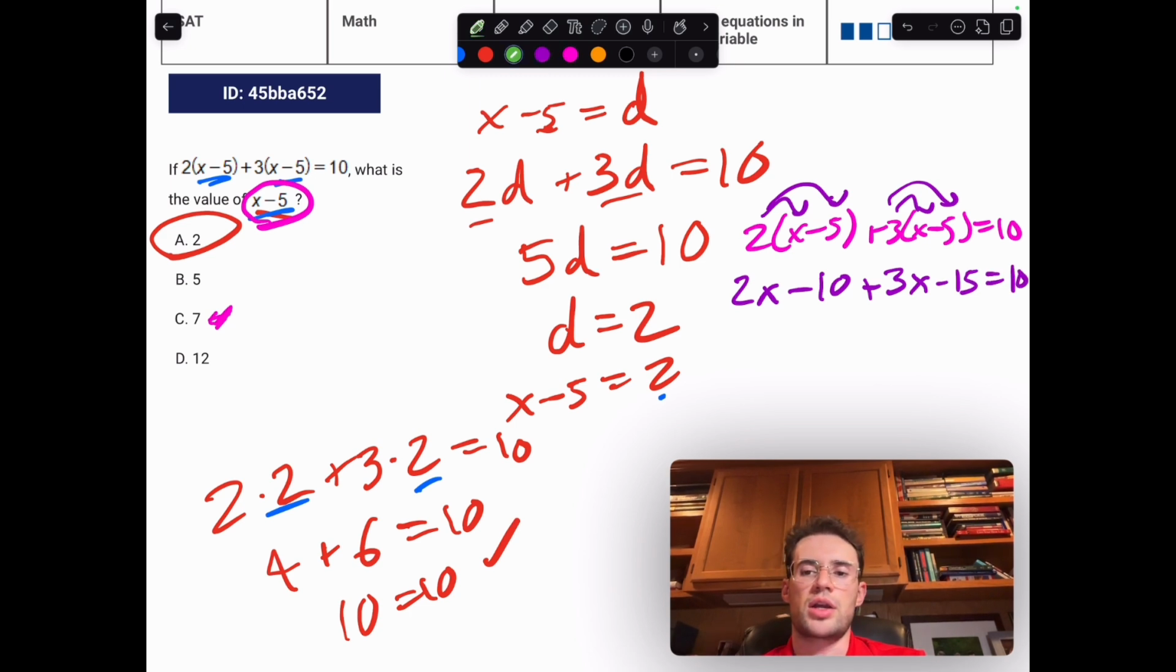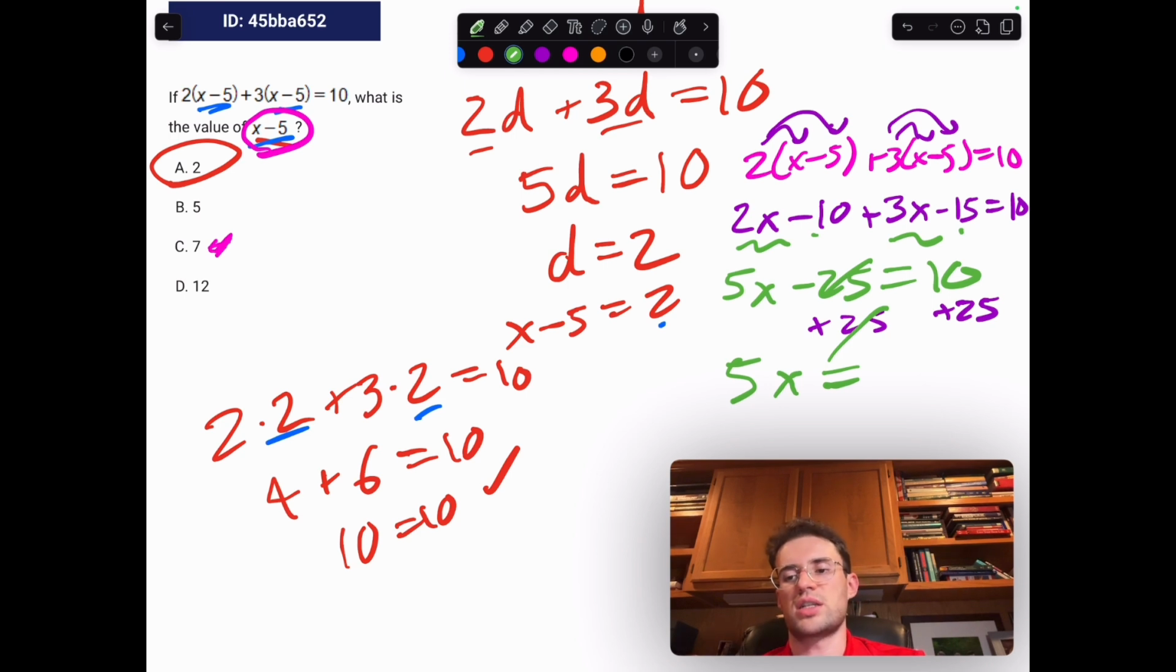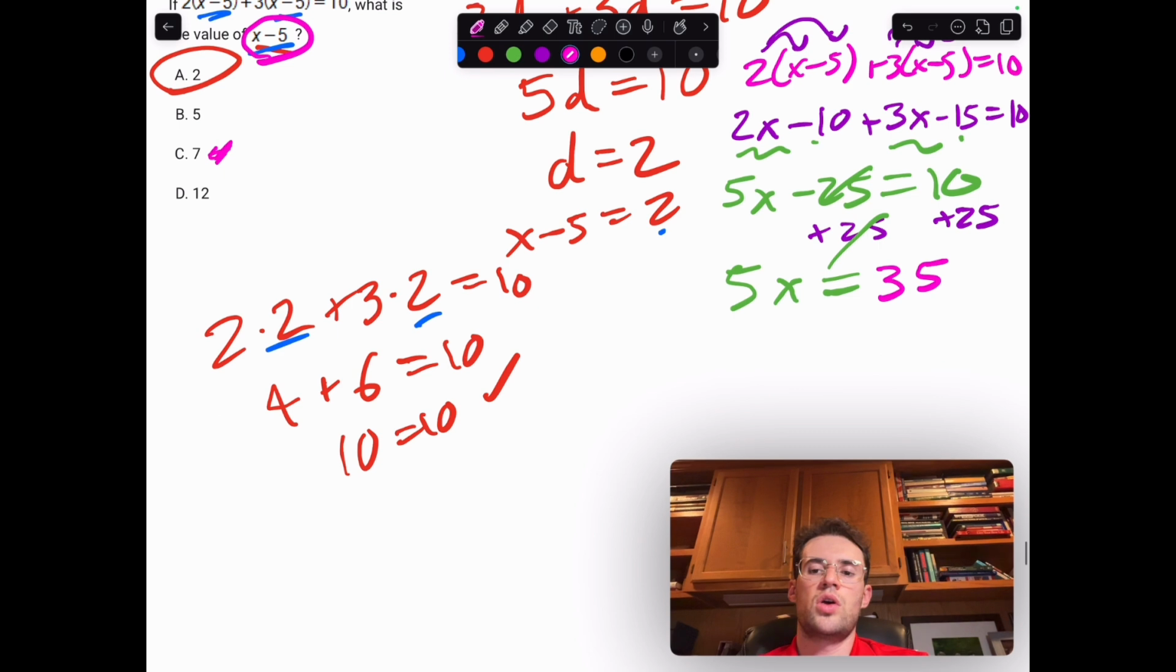If you combine your like terms, you get 2x and 3x gives you 5x. Negative 10, negative 15 is negative 25, which is equal to 10. So just add 25 to both sides to get your x's alone. We get 5x is equal to, right, the negative 25 and the positive 25 cancel. 5x is equal to 35, which means x equals 7.